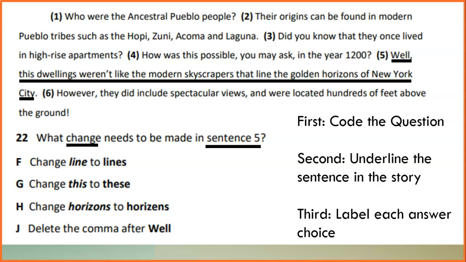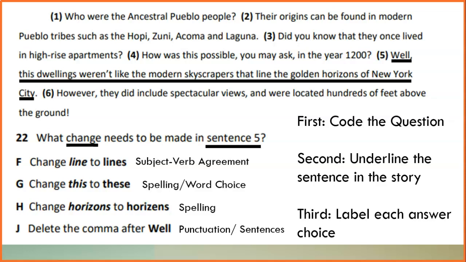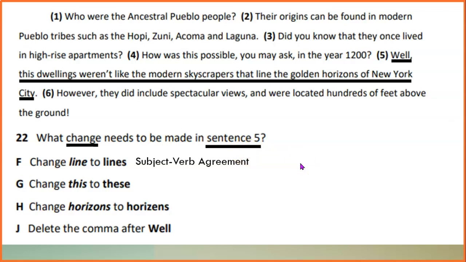Horizons is a spelling question. And well is a punctuation question where we have to know the sentence. We have to know how the sentence is put together. So once we've identified all of those different rules, then we have to actually use the rules to solve the problem. This is where it gets kind of long.